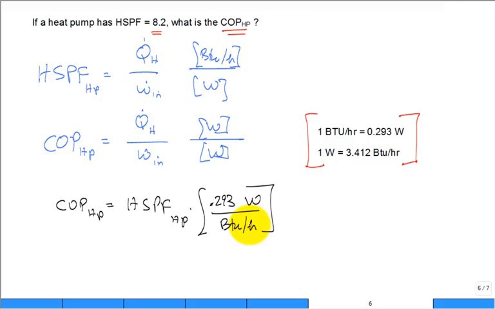A lot of people just multiply. They don't even worry about the units. Why they multiply, I don't know. They just multiply by nearly a third, 0.293. It'll work. So anyway, for this problem, the COP of the heat pump is 2.40.